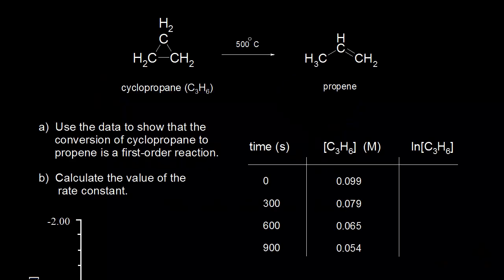Let's see how to plot data for a first-order reaction. The conversion of cyclopropane into propene is a first-order reaction. In part A, they want us to use the experimental data to show that it's first order. Looking at the data, as time increases, the concentration of cyclopropane decreases, which makes sense because cyclopropane is turning into propene.